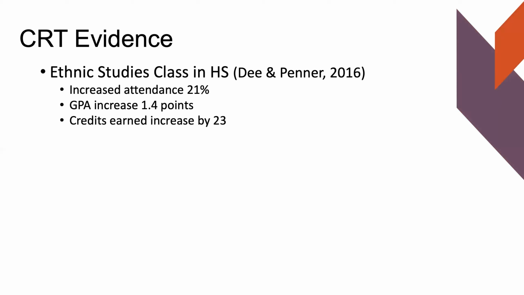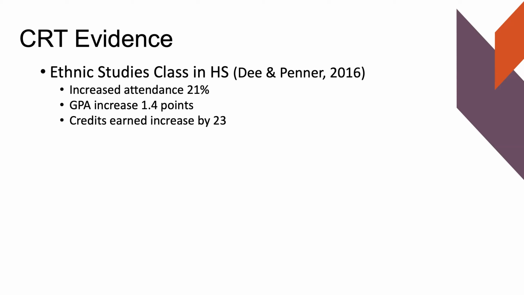Here's one that's really powerful too: having one ethnic studies class in high school. This was done in California, where it increased attendance by 21% for those students of color. It increased their GPAs by 1.4%, right? And it increased the students' credits earned from 9th grade to 11th grade by 23. This study was so powerful, in fact, that it led to the ethnic studies requirement in the state of California. There were a few problems with it here and there. Folks from California probably know what I'm talking about, but it's finally getting pushed through, which is powerful, right?